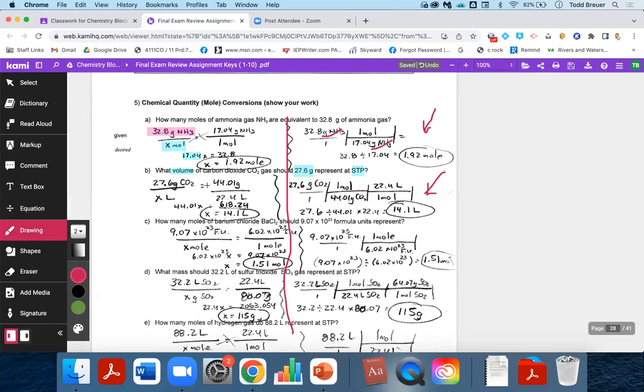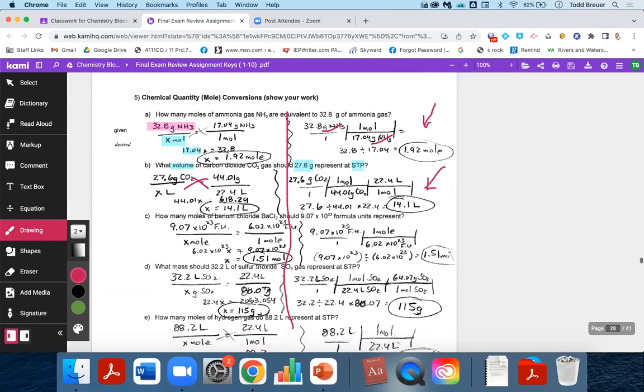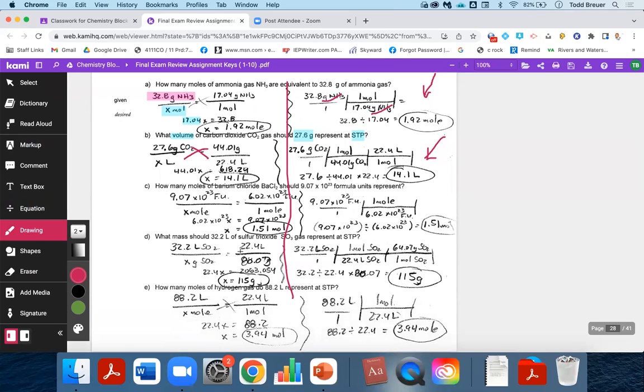What we do next is we cross multiply, right? We get a formula, 44.01x is equal to 618.24. Divide each side by what's attached to x, 44.01. We get 14.1 liters. Moving on to example C.